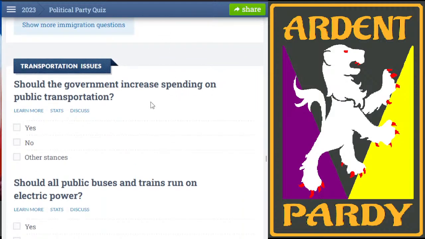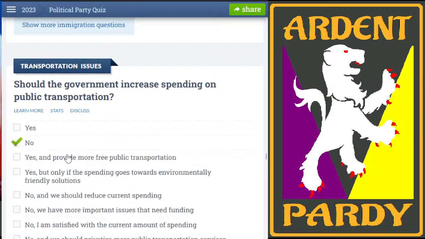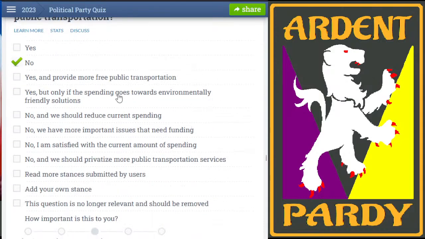Should the government increase spending on public transport? No. We should reduce current spending. We should privatize. There we go.